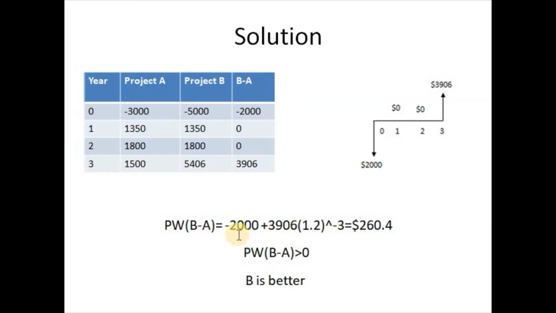So you will say P equals F into 1 plus i to the power minus n. So the final answer is $260. It is a positive value. So the present worth of B minus A is positive, then B is better. This is how we use the incremental analysis using present worth.